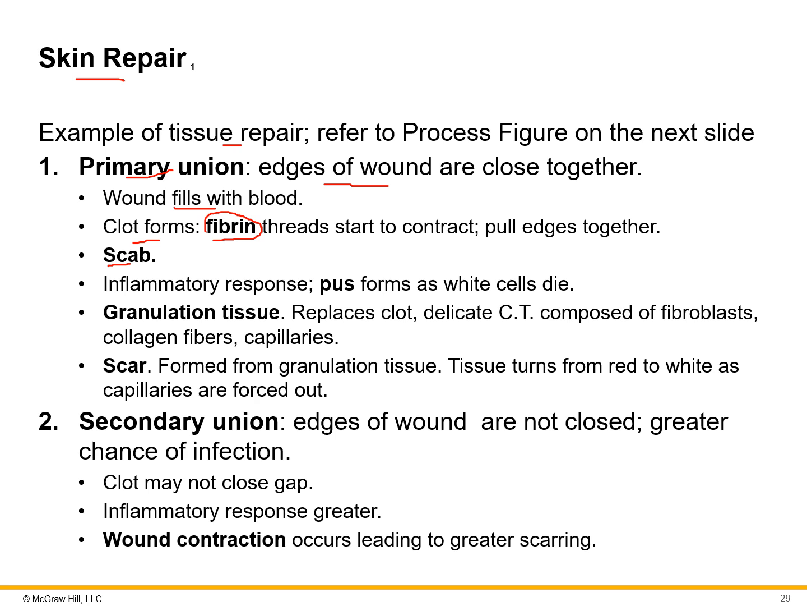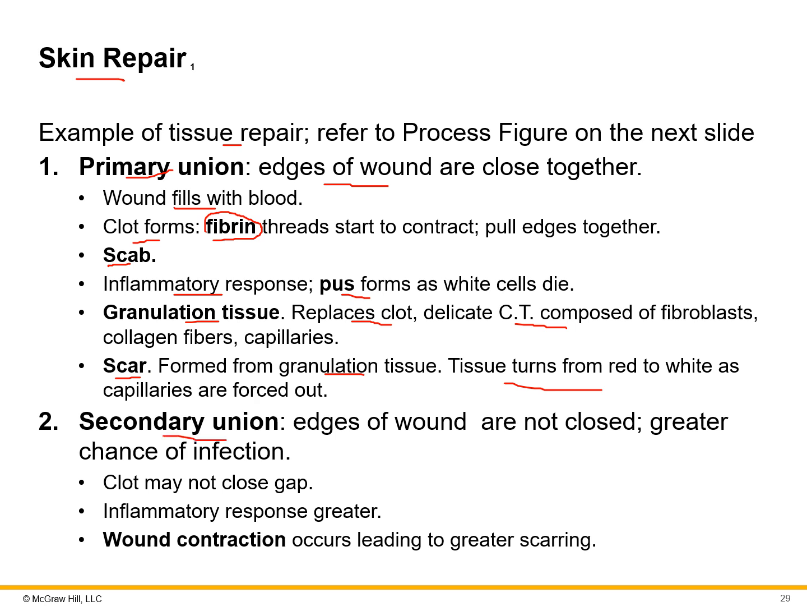Again, it helps close off the underlying tissues and causes some inflammation. Those white blood cells get secreted and ultimately lead to pus as those white blood cells die. We get granulation tissue, which is going to replace the clot because we don't want it to stay there. This is those connective tissues that have the fibroblasts and collagens. And then unfortunately the scar can form from that granulation tissue that's needed to help replace it. But the tissue then turns from red to white as it pushes out those capillaries.